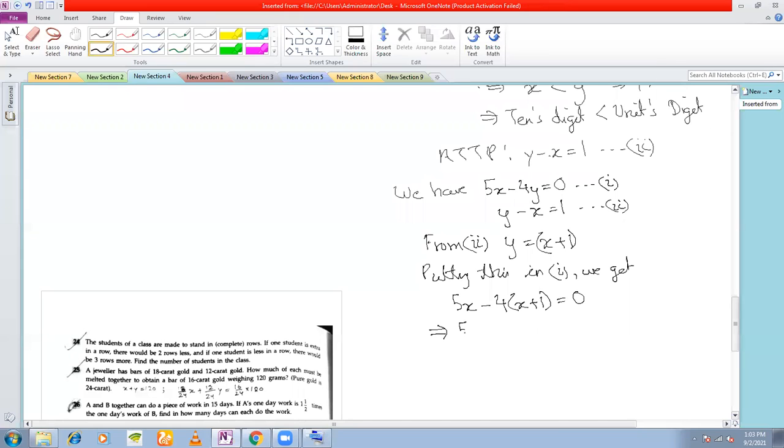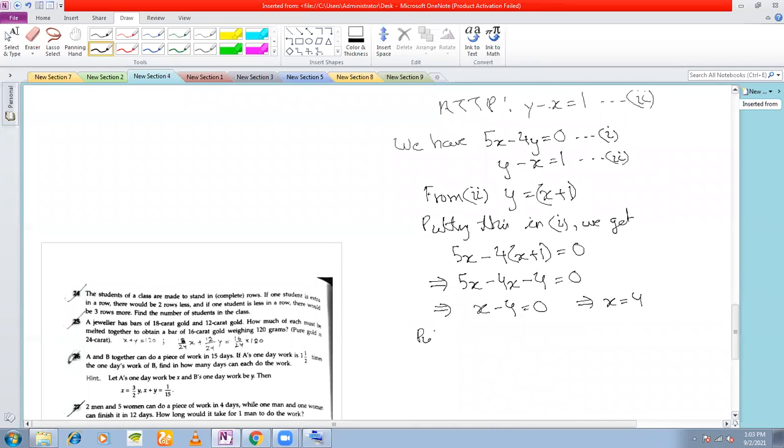That means you get 5x minus 4x minus 4 is equal to 0. That means you get x minus 4 is equal to 0. That means x is equal to 4. Now how to get the value of y? Put x is equal to 4 in equation number 2. y minus 4 is equal to 1. That means y is equal to 4 plus 1, so y is equal to 5.